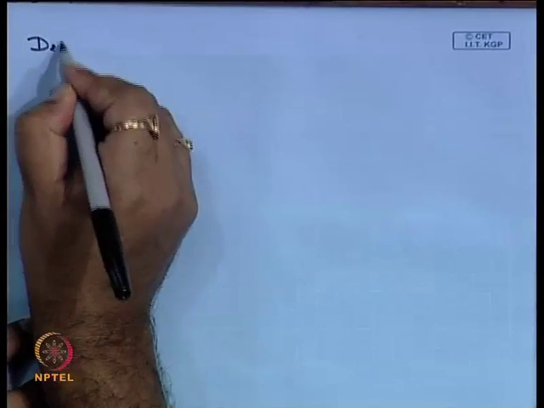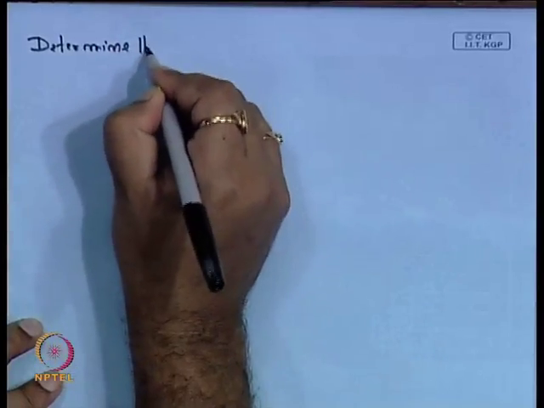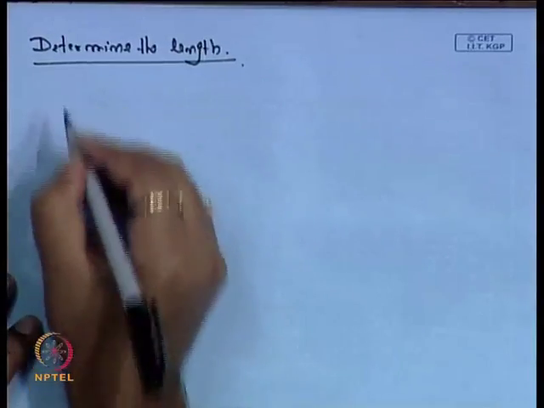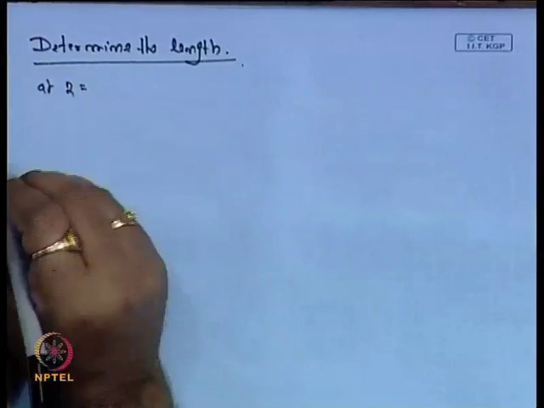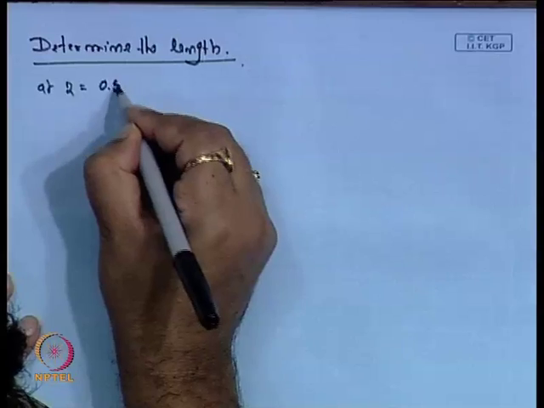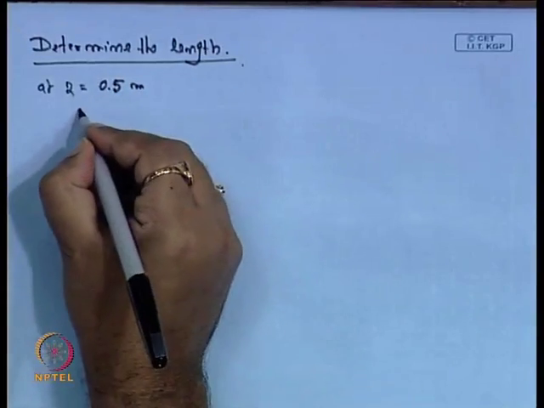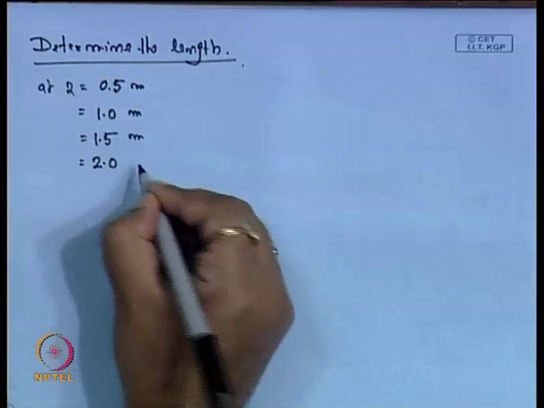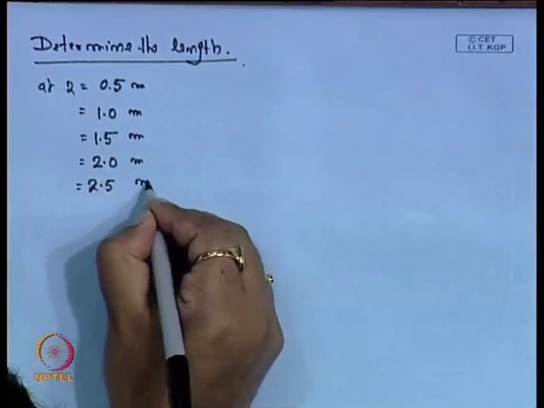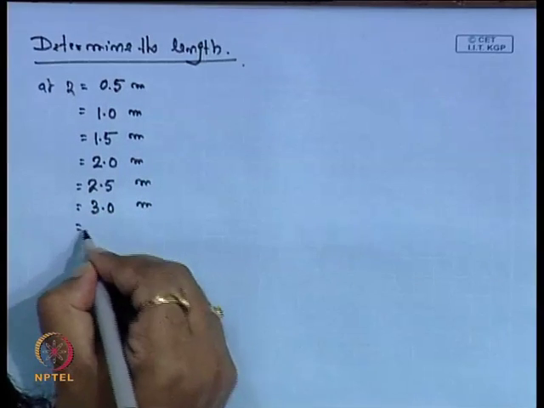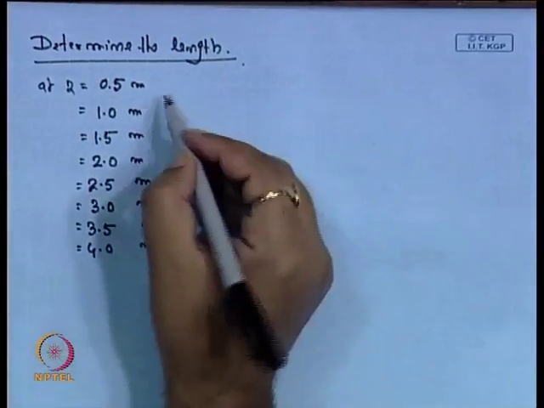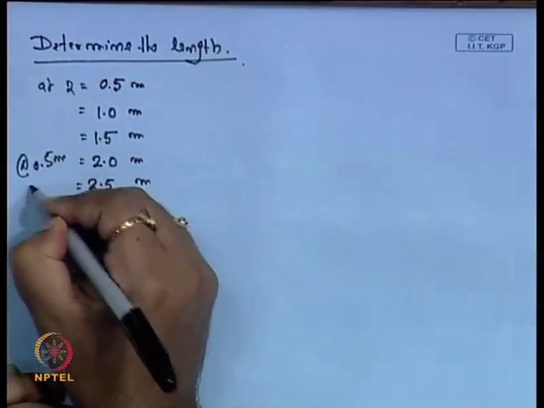Now, the next step is to determine the length. So, first we take at what depth we have provided the reinforcement. The depth that we have provided: at 0.5 meter depth, we have provided the first reinforcement. Then at 1 meter depth, then 1.5 meter, then 2 meter, then 2.5 meter, then 3 meter, then 3.5 meter, then 4 meter. So, up to 4 this is at the rate of 0.5 meter center to center.